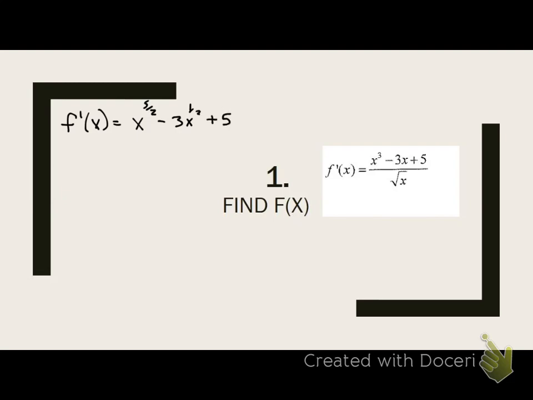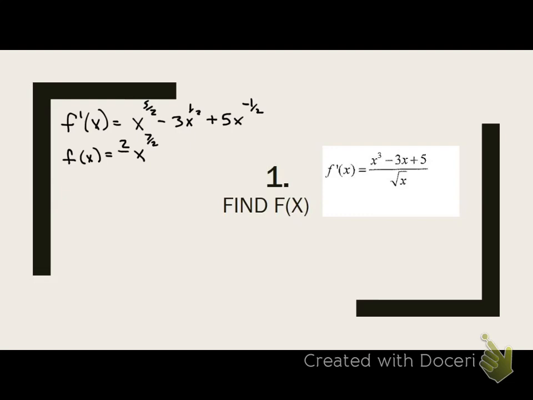plus 5 what? x raised to a what, guys? Piper, x raised to a what? Good. That's key. Now let's take the antiderivative. So I'm going to go x to the 5 halves plus 1 is 7 halves. I'm going to divide by 7 halves.